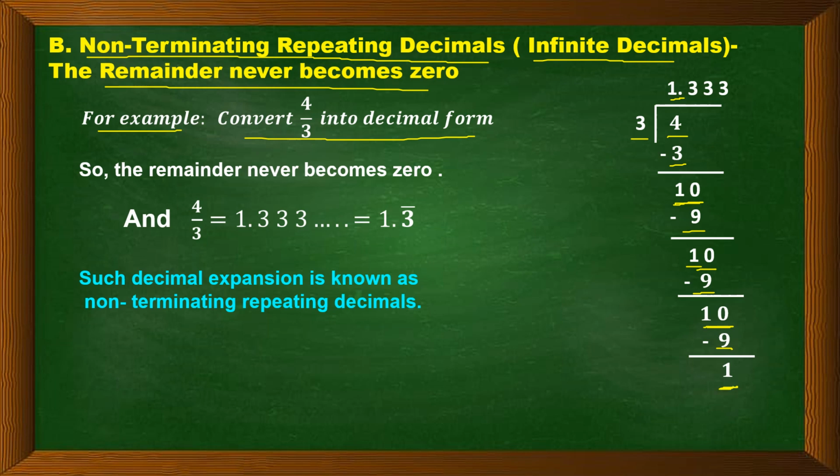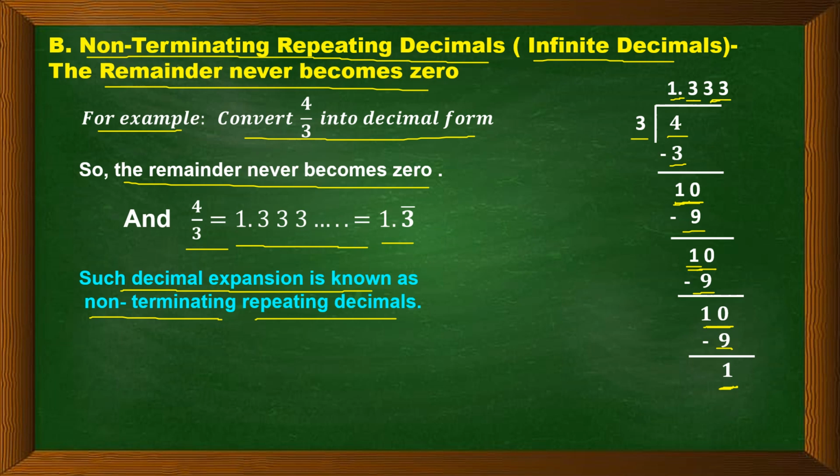So if you observe, again and again the remainder is coming 1, and again the quotient is coming 3. Right? So we can say the remainder never becomes 0 in this case, and repeatedly we are getting the same quotient. So we can say the decimal expansion of 4 by 3 will be 1.3333 and so on. Since 3 is the number which is being repeated, we can put it under the bar. So we will say it is 1.3 bar. Right? So such decimal expansion of rational numbers is known as non-terminating repeating decimals.